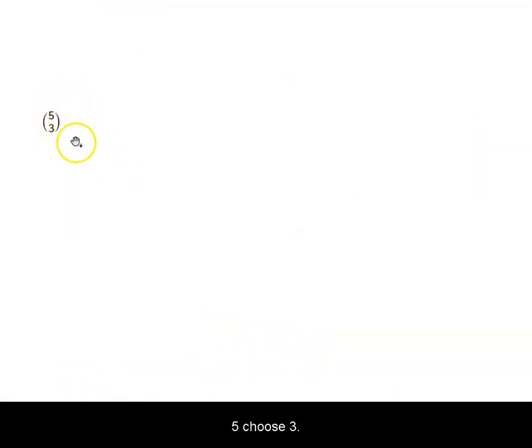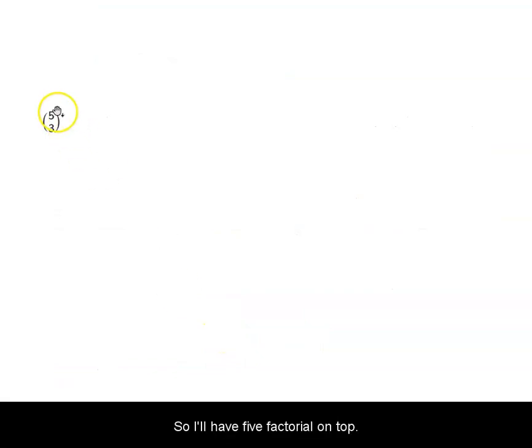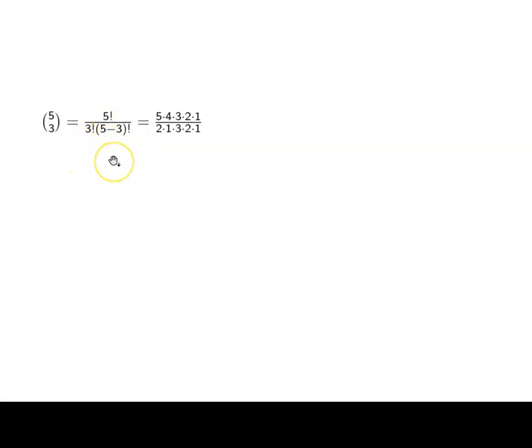5 choose 3 means that, again, the top number is on top, the bottom number is on bottom, and on bottom I have whatever the difference between these two values is. So I'll have 5 factorial on top, 3 factorial on bottom, times 2 factorial. Okay. So 5 factorial is 5, 4, 3, 2, 1. 3 factorial is 3, 2, 1. And 5 minus 3 is 2 factorial, 2 times 1.